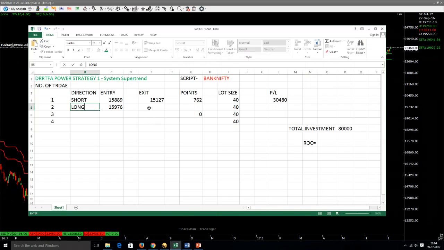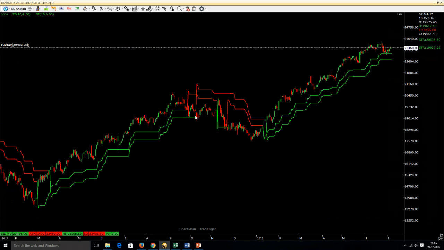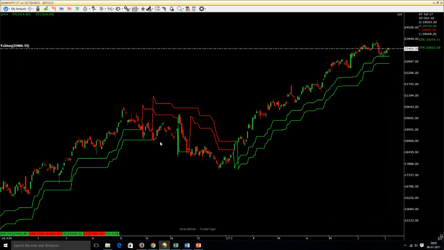19,153. So we exit at 19,153. How many points we have got is equal to this minus this, because we are long: 3,177. So how much profit we have got is equal to this multiplied by the lot size, with profit. And then once we are in here, we are in a sideways market, so we don't initiate any particular trade, and the question arises for our another trade, it's here.